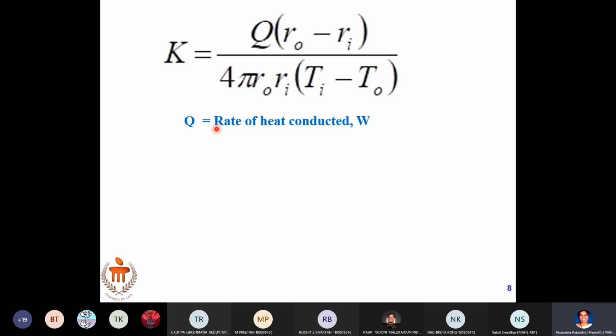If you get a high value of K, what will be your inference? Then it's not a good insulator. It's a conductor. Yes, but the material property is of course insulating. It cannot be a conducting powder. You cannot give a statement that asbestos is a bad insulating powder or material. You cannot give that statement.